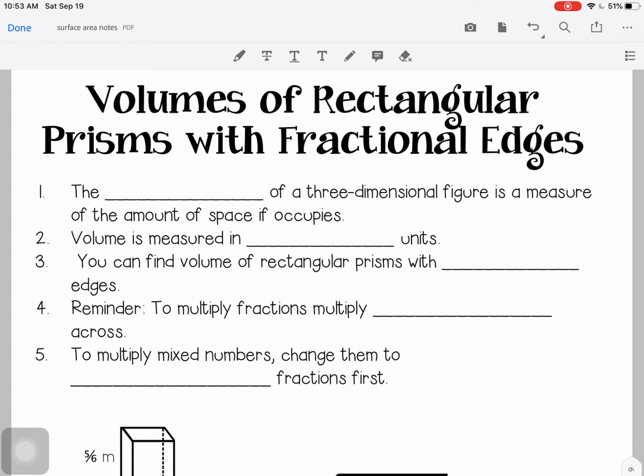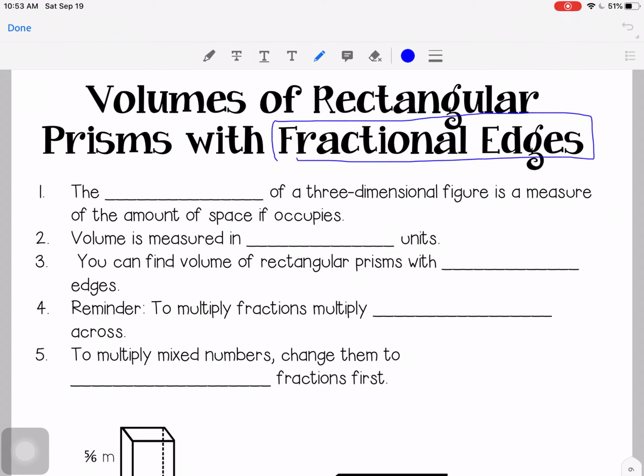Today's notes on volumes of rectangular prisms with fractional edge lengths. So instead of having a whole number edge length, now you have a fractional edge length, but you solve it the same way. As we stated, the volume of a three-dimensional figure is a measured amount of space it occupies. Volume again is measured in cubic units. You can find the volume of rectangular prisms with fractional edges.